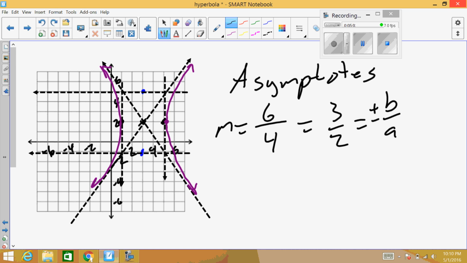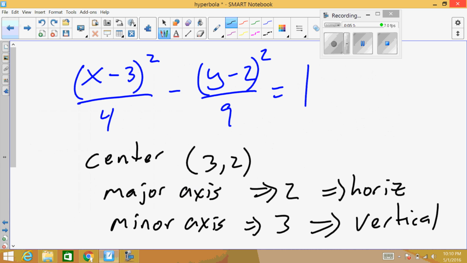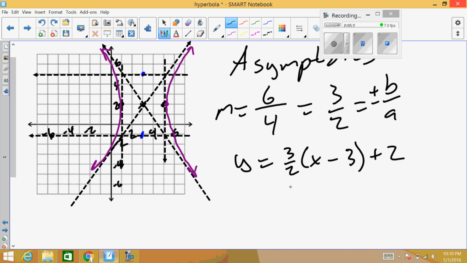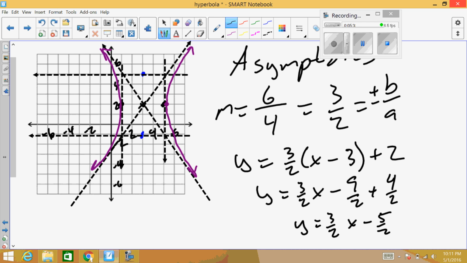Okay, so let's see. Now one of those is going to be y equals 3 halves. I'm going to use point slope. x minus, oh, I know that they go through my center point. My center point of my hyperbola was 3 comma 2. y equals 3 halves times x minus 3, plus 2. Let's simplify that first, I suppose. y equals 3 halves x minus 9 halves plus, I'm going to write that as 4 halves. y equals 3 halves x minus 5 halves.